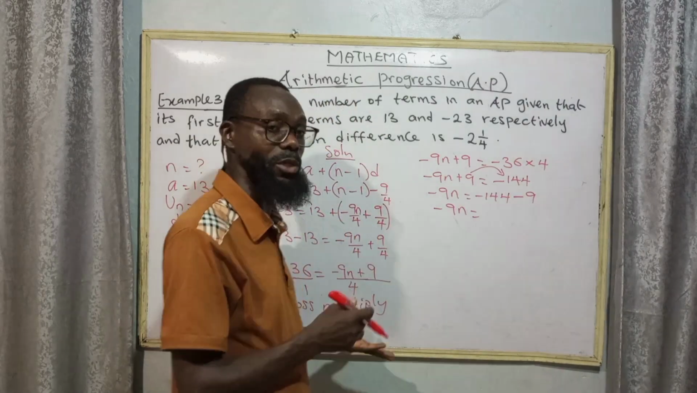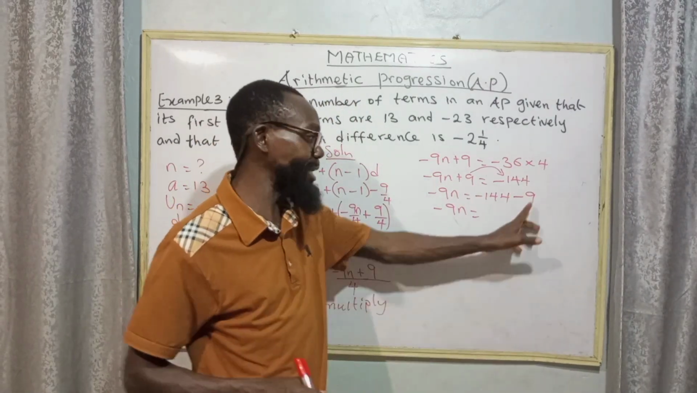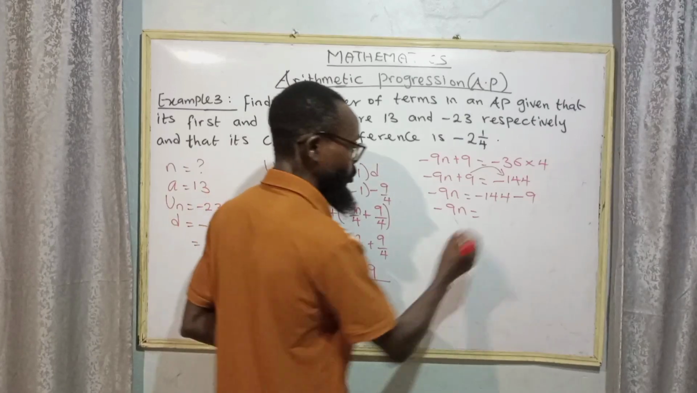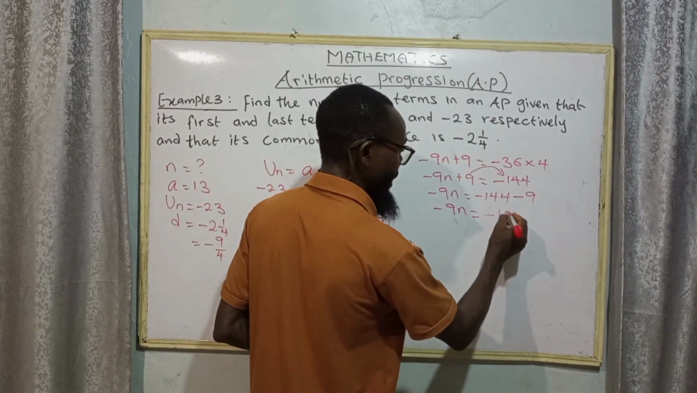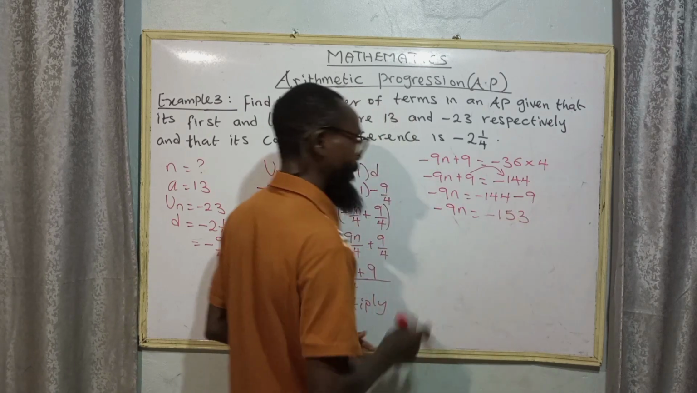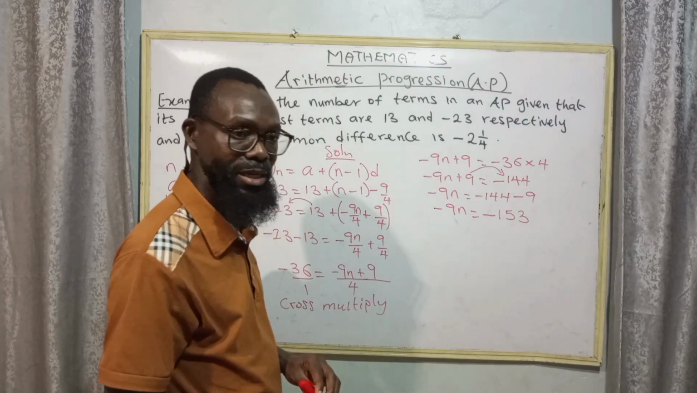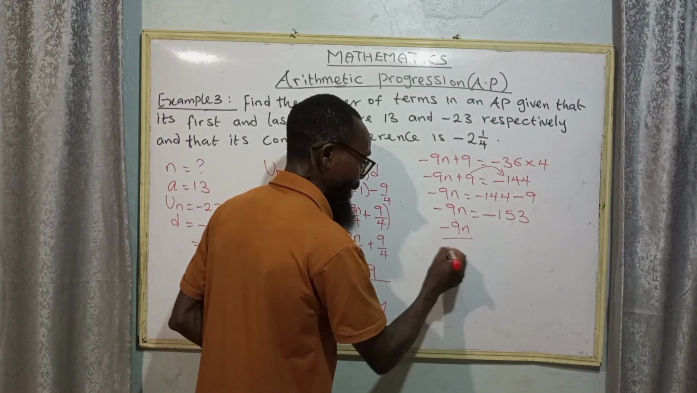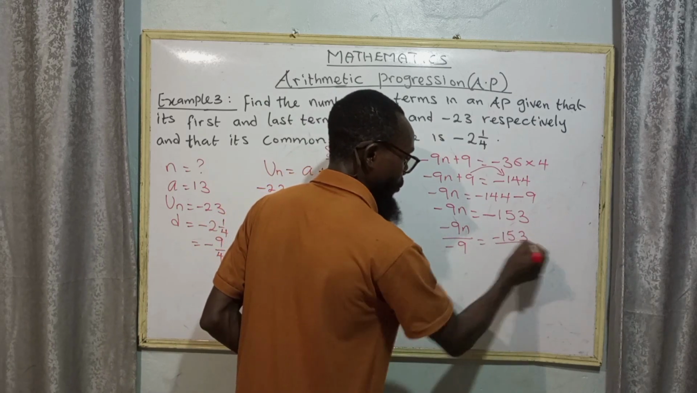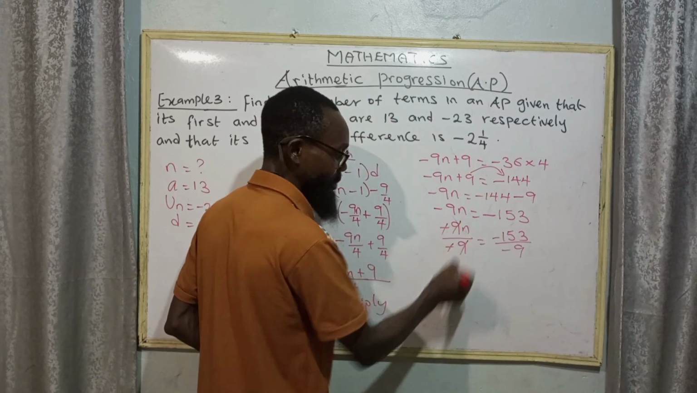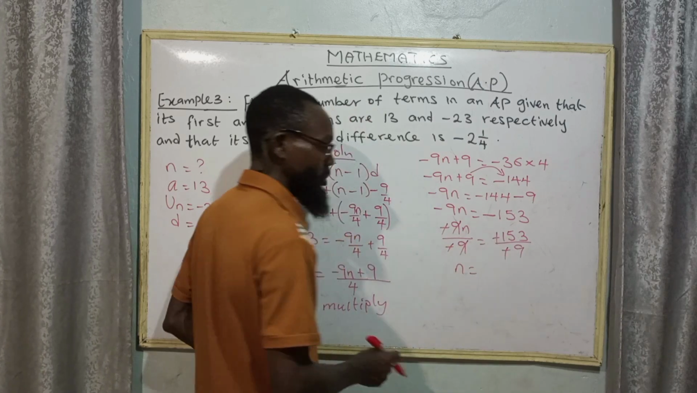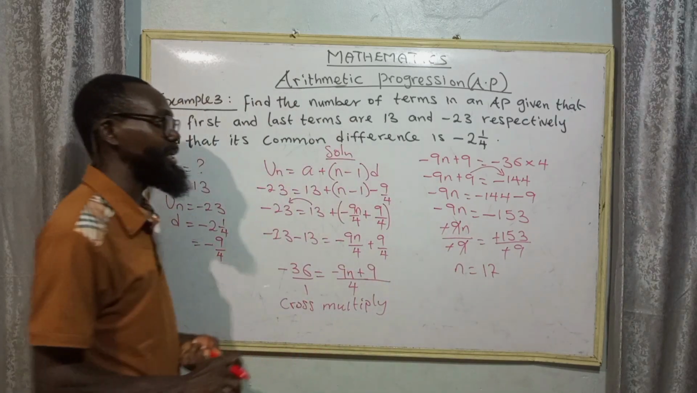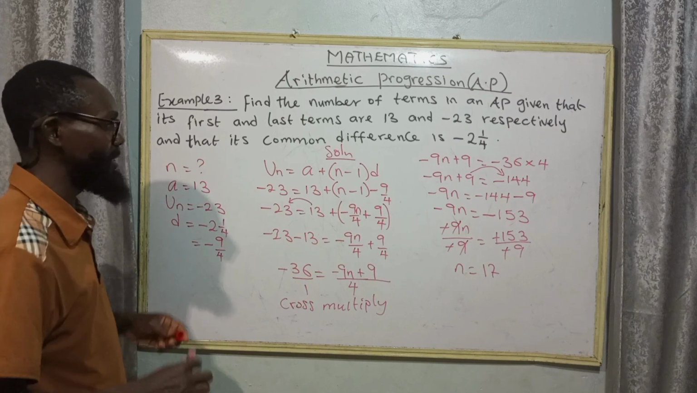Minus 144, I'm owing somebody 144 naira, and I'm owing another person 9 naira. If I want to know how much I'm owing them together, I have to add them together. I'm going to have minus 153 naira. Now, from here, I want to get the value of my n. I have to divide both sides by minus 9. Minus 9n over minus 9 is equal to minus 153 over minus 9. Minus cancels minus, 9 cancels 9, n equals 153 divided by 9. Our value is 17. So the number of terms is 17.